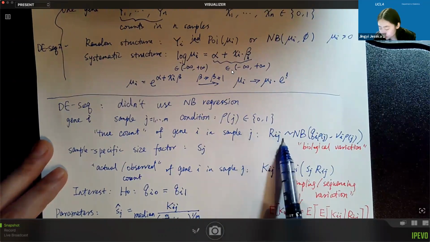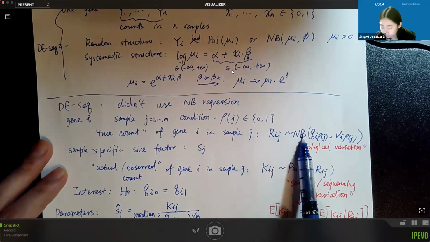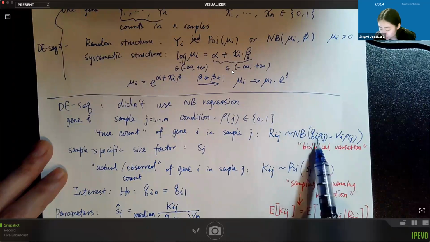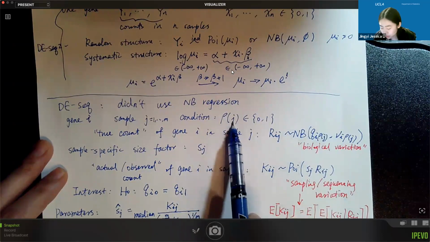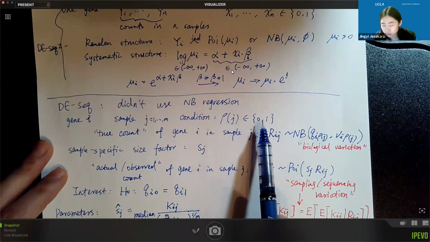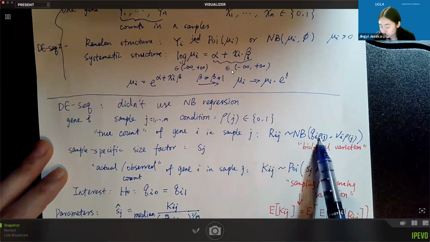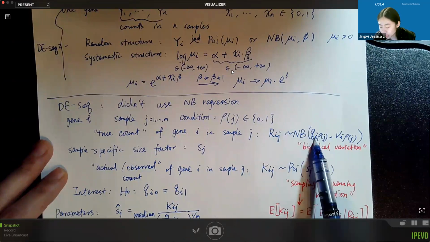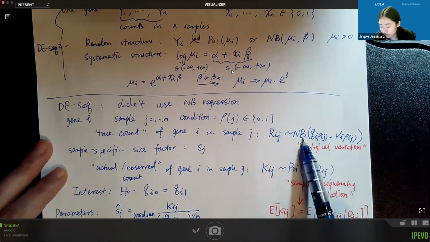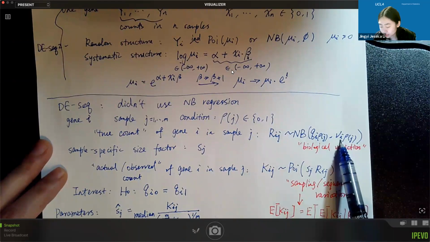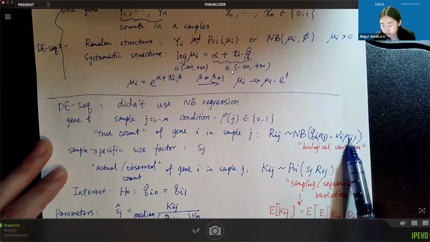And this follows a negative binomial distribution with a mean for gene I and for the condition that sample J is in. So here the condition for sample J is either 0 or 1, meaning control or treatment. So we're assuming that gene I has one mean under the control condition and another mean under the treatment condition. And this is a dispersion parameter in negative binomial, which also only depends on gene I and the condition.